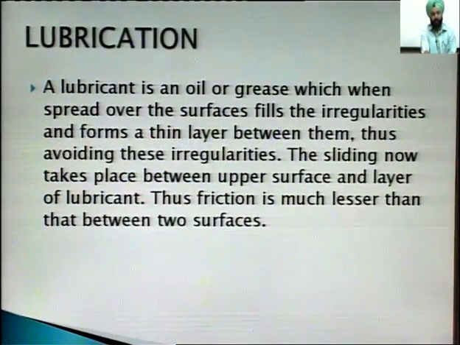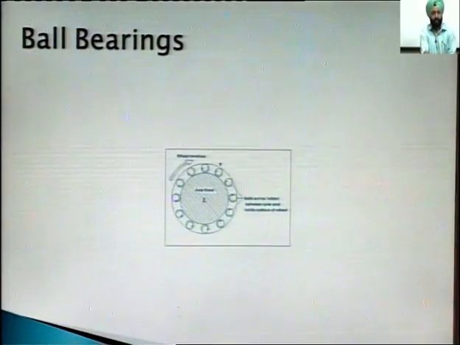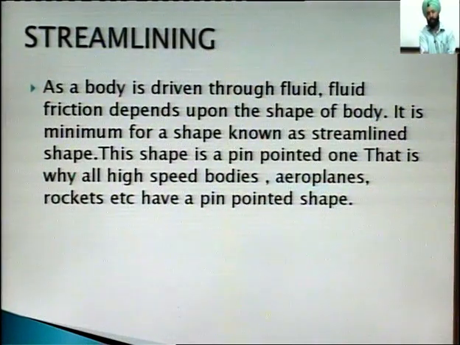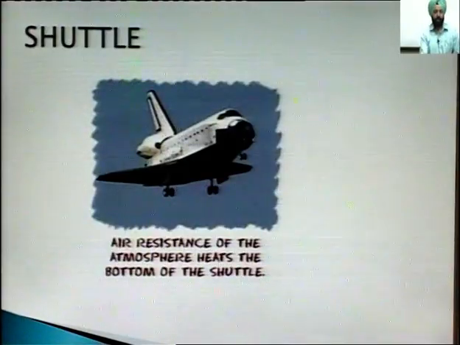Then lubrication was discussed. Then we converted sliding friction into rolling friction with the help of ball bearings, and we studied what a ball bearing is and how it converts sliding friction into rolling friction. In the last we discussed streamlining. Streamlining is very important to reduce fluid friction, which is done by making the shape of aeroplanes and rockets pointed at the front. This reduces the friction.